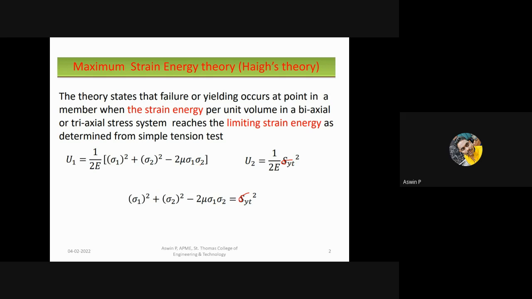Limiting strain energy. Write the next line: limiting strain energy from tension test. U2 equal to 1/2E into sigma yt square.